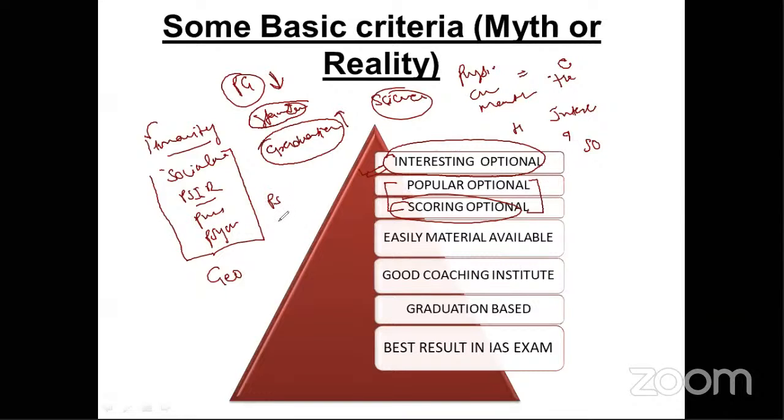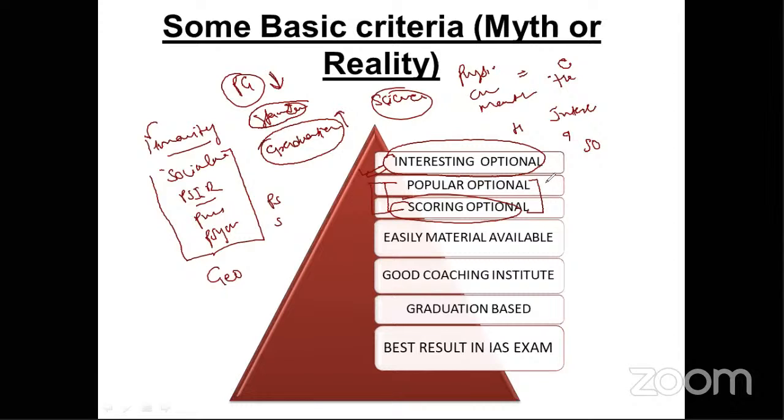If you are good in psychology, that will be scoring for you. If you know how to write a good answer, if you do a lot of hard work behind the optional subject, obviously you will have good marks in your subject. So scoring optional कोई नहीं होता है, ये सिर्फ एक myth होता है. You can choose any optional subject, and if you are interested, your academic background is good, and you have study material, and a lot of hard work is required from your side, then you will get good marks.